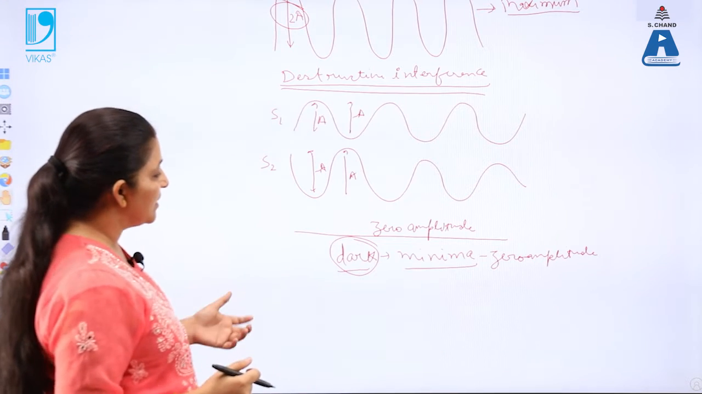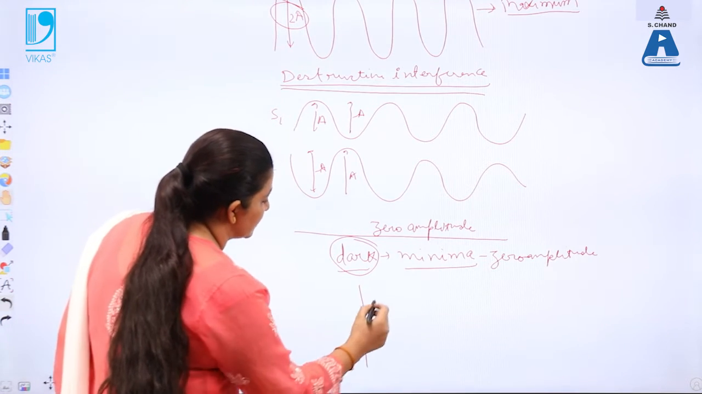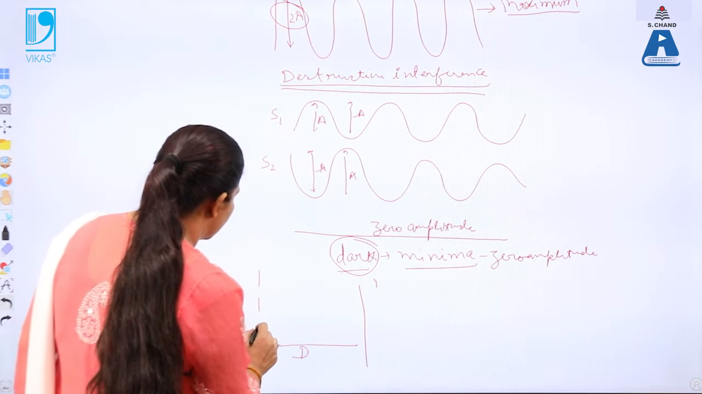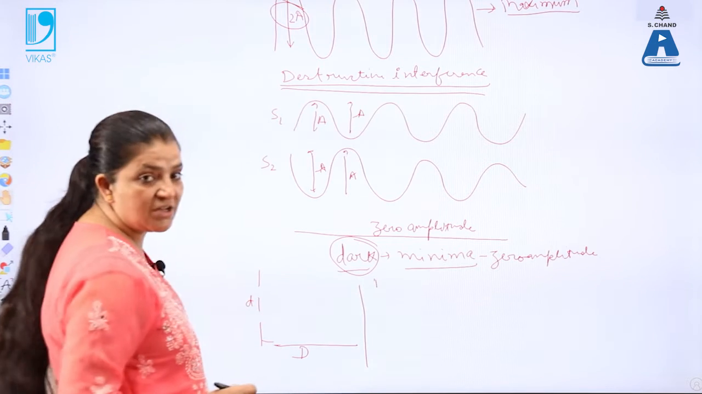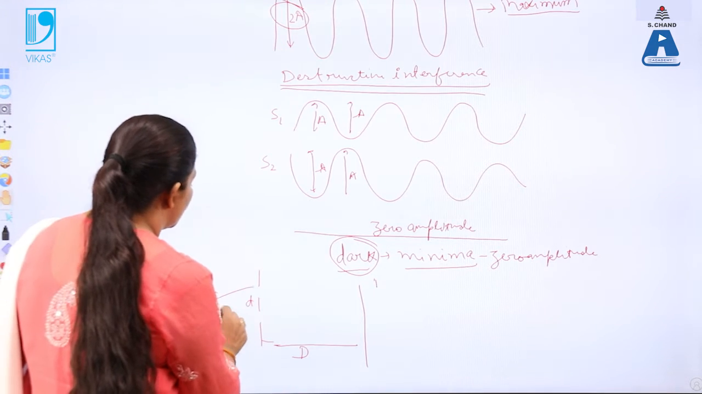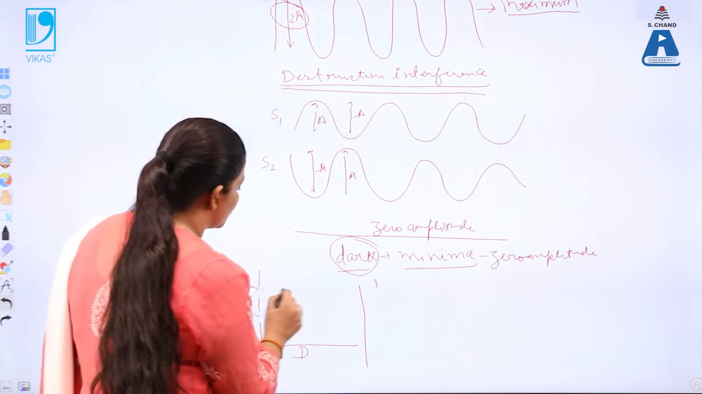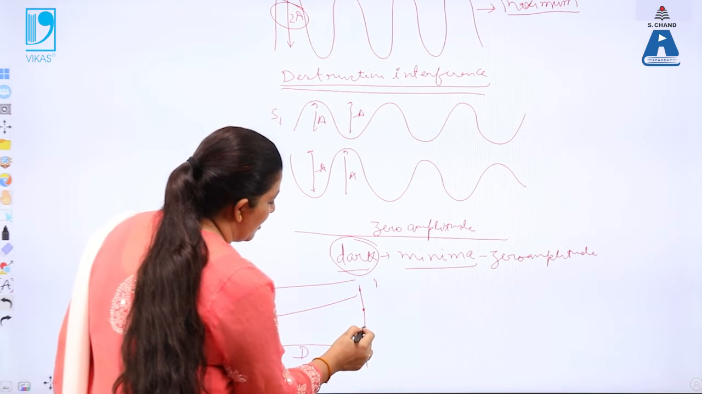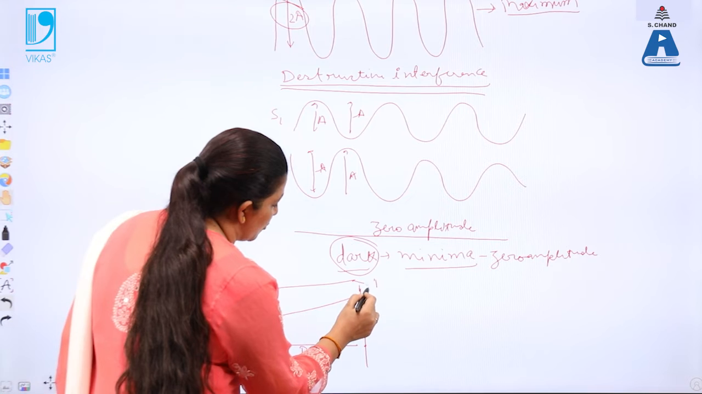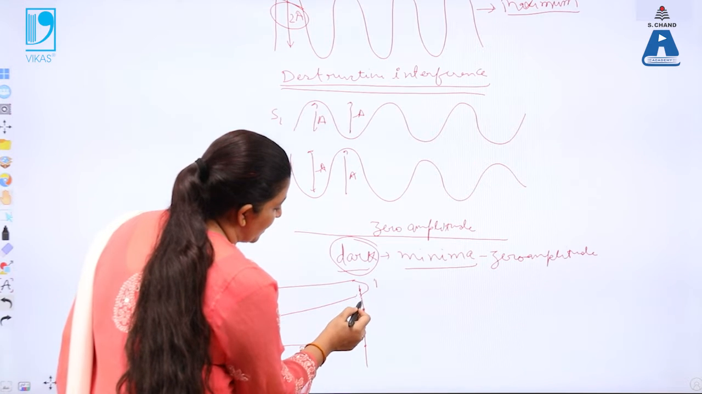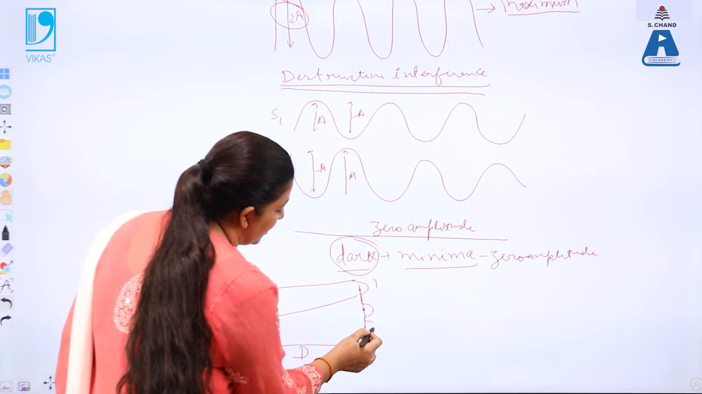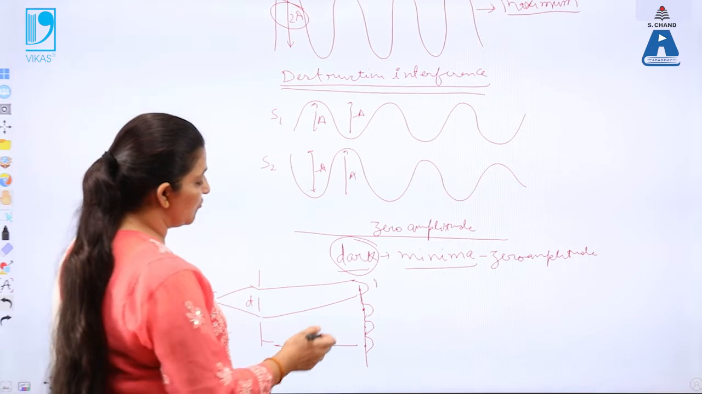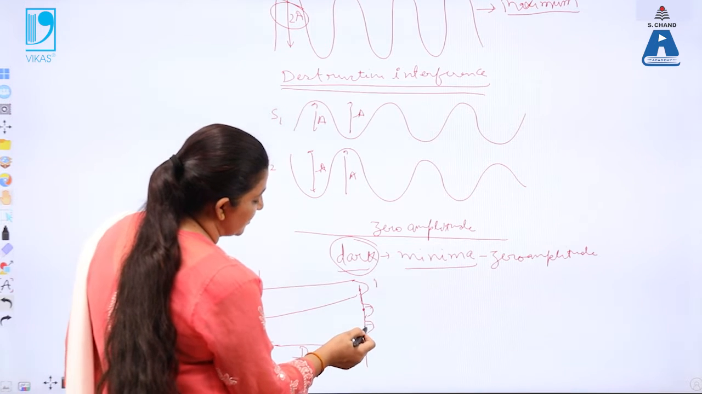Now if this is the screen D over here, which is at distance D from the two slits, where the two slits are separated by distance d, and the light is coming from this source. Again, when the two waves superimpose on each other, on the screen we are getting either maxima or minima. So such fringes will be formed on the screen: maxima, then minima, maxima and minima.